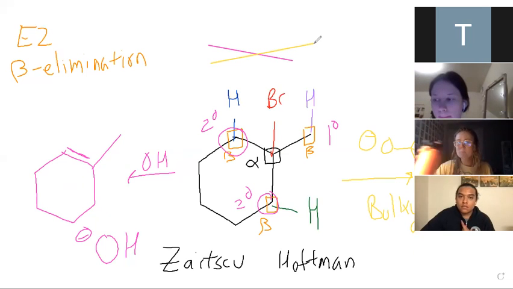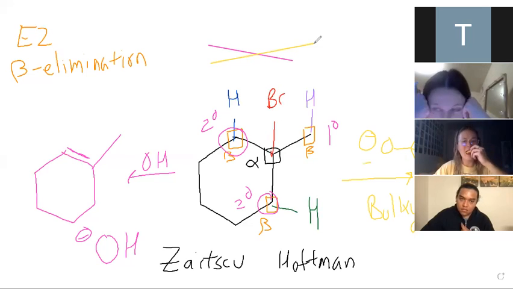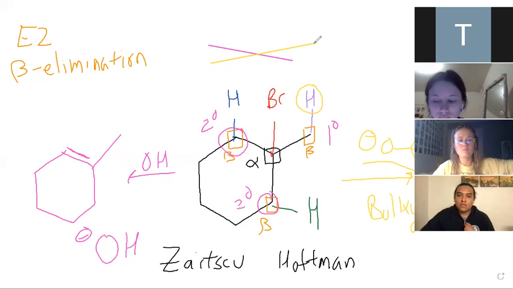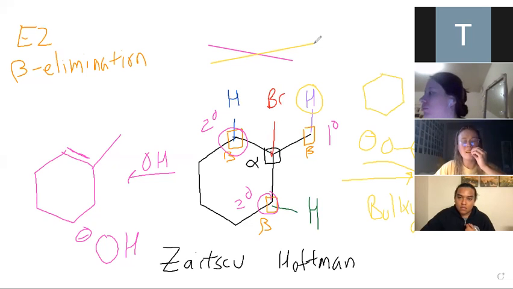He discovered that E2 with small bases gives you the more substituted. Hofmann, on the other hand, discovered, because he was using things like tert-butoxide or diisopropylamide or other stuff like that, that if you use a big base, you are going to take the proton from the less substituted carbon or the carbon with more hydrogens. So then your product here would be, the double bond would go to the less substituted carbon like that. So that's the difference between Zaitsev and Hofmann.